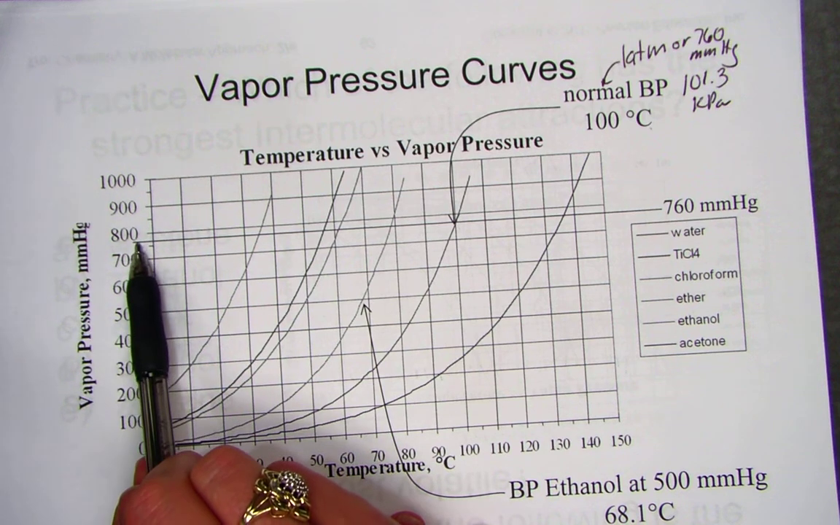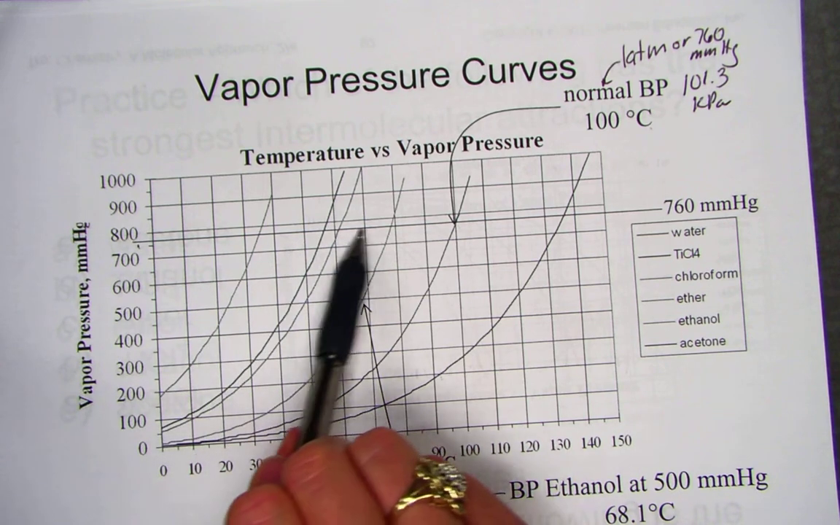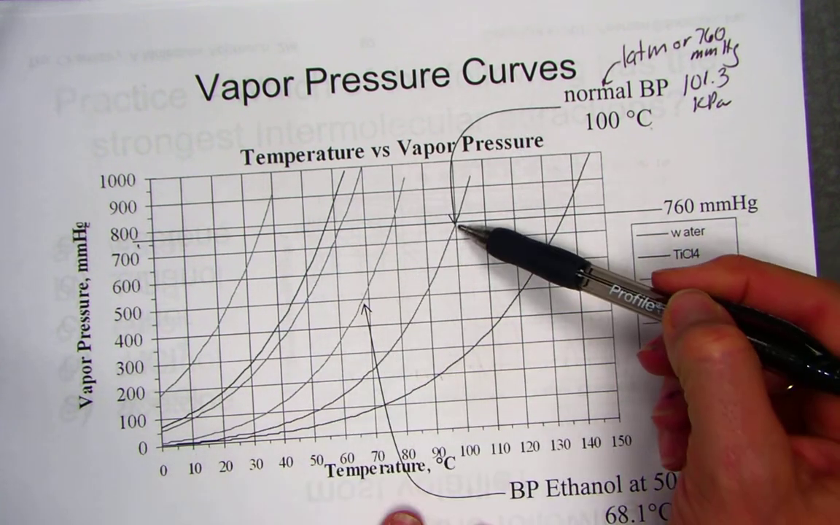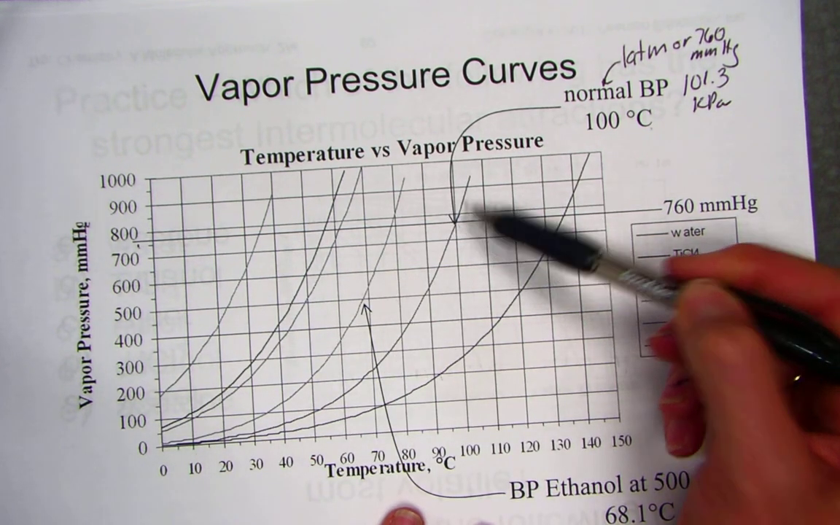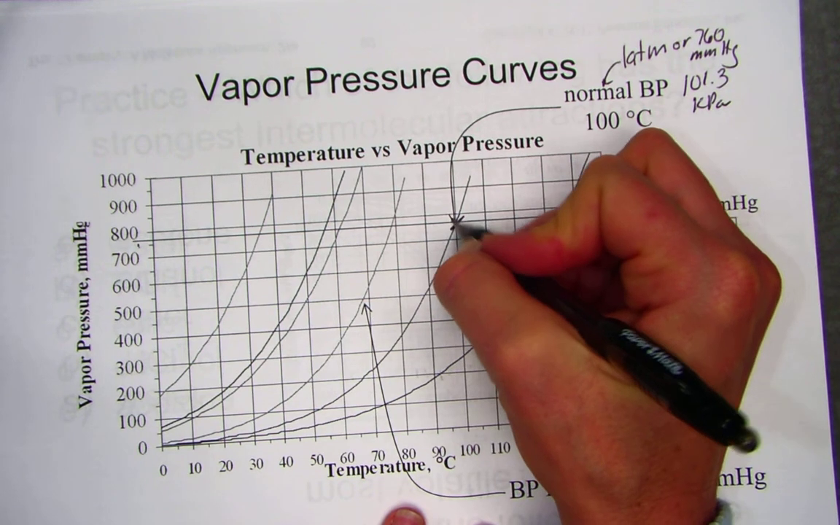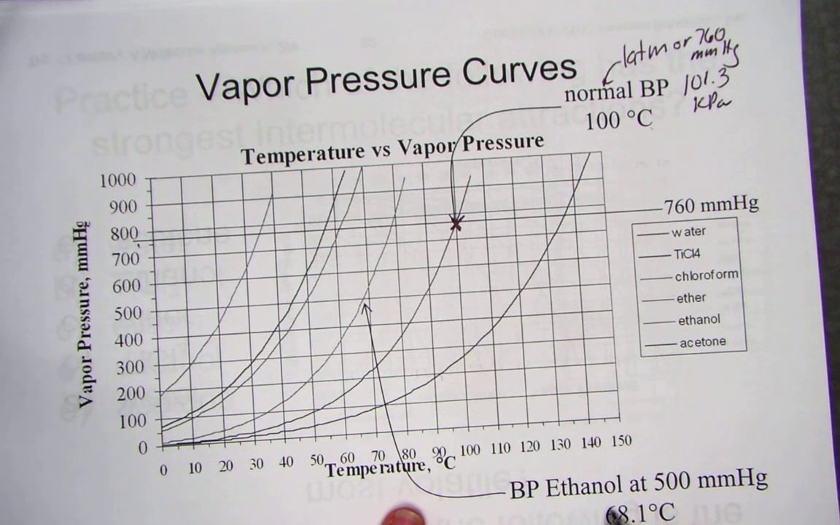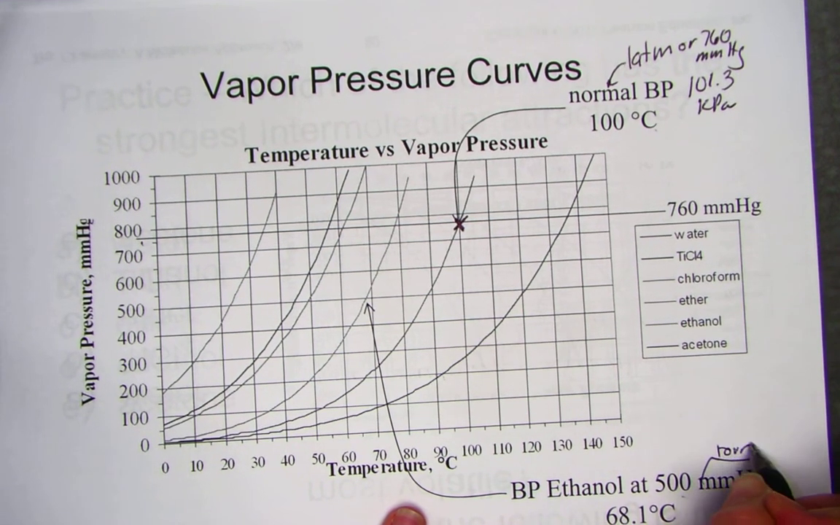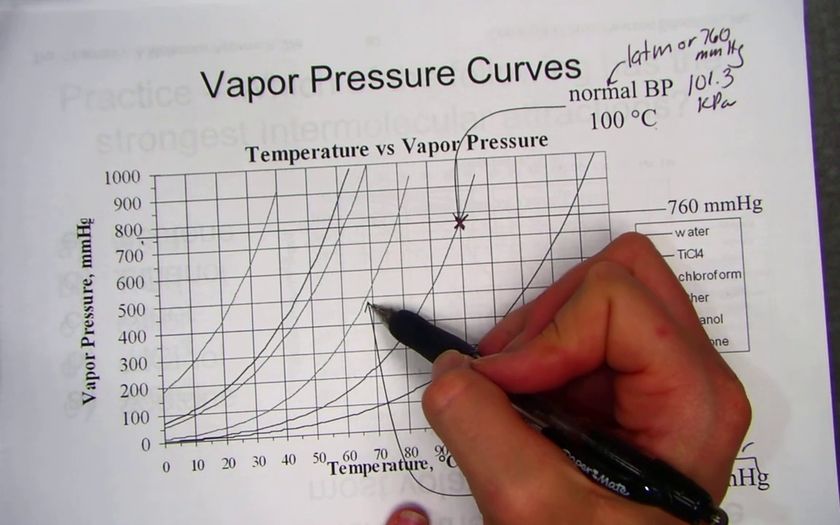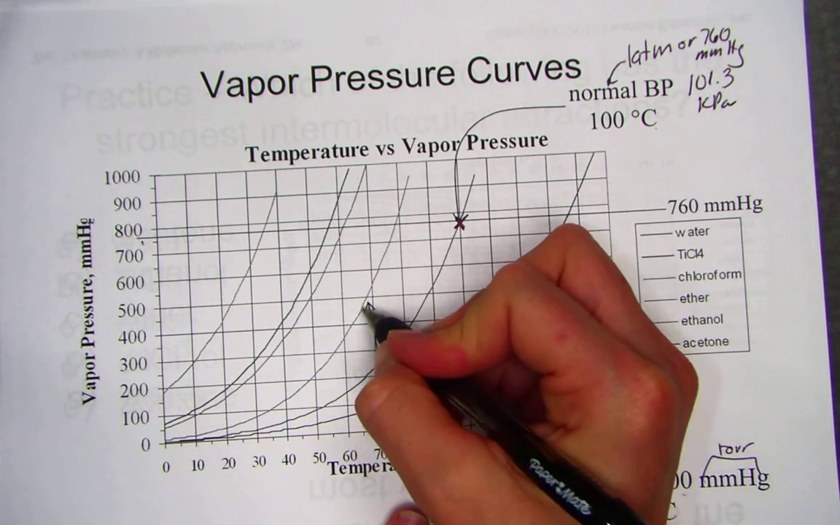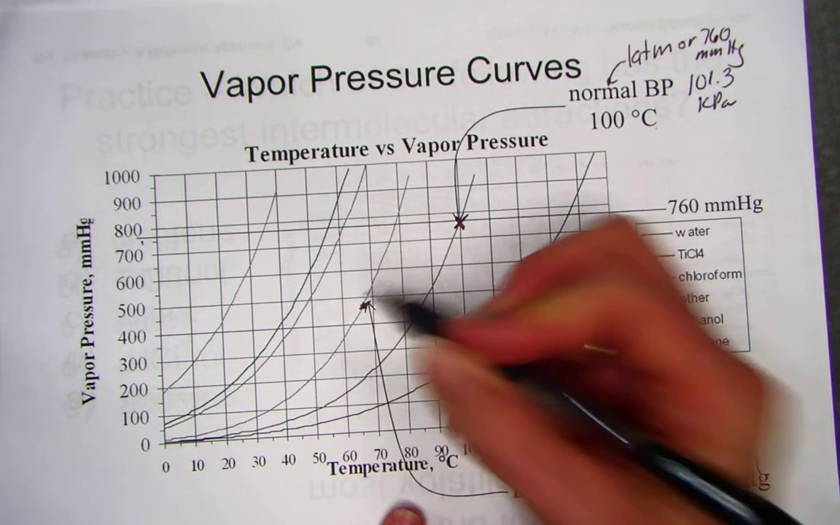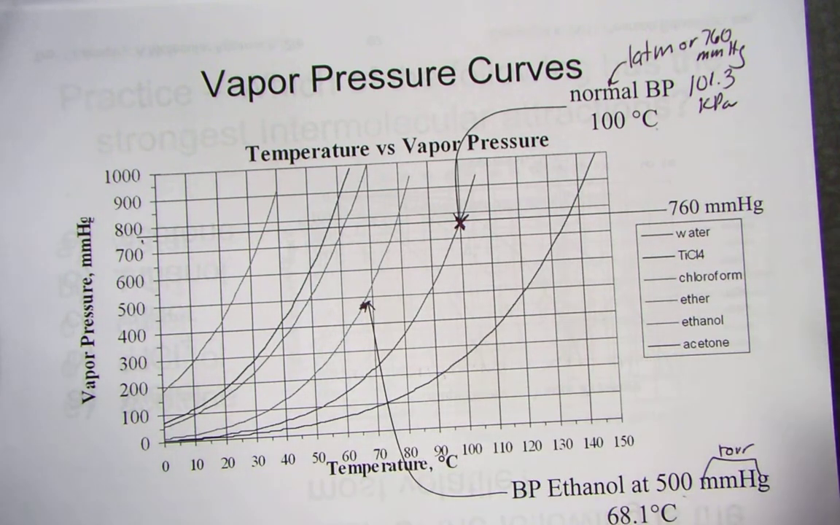At 760 millimeters of mercury, which we also call torr, the normal boiling point for water is 100 degrees Celsius. This intersection right here. The normal boiling point of ethanol at 500 millimeters of mercury, or torr, is 68.1 degrees, and it's the intersection right about here. So what we're looking at is the effects of temperature versus vapor pressure.